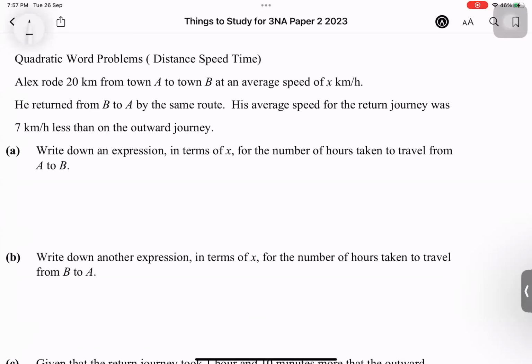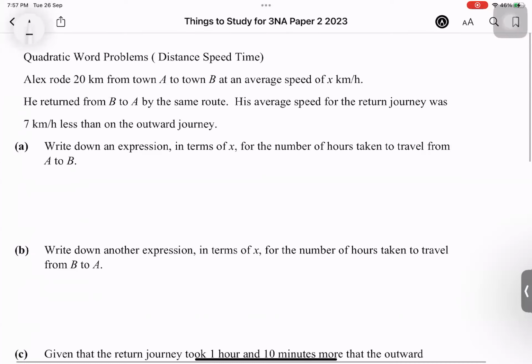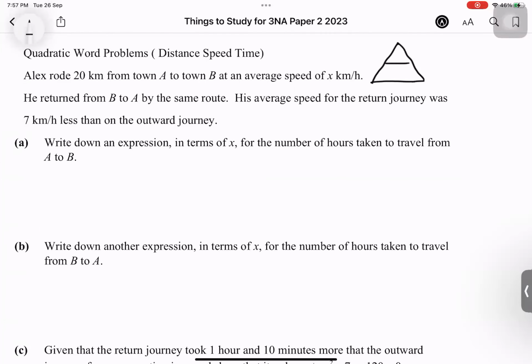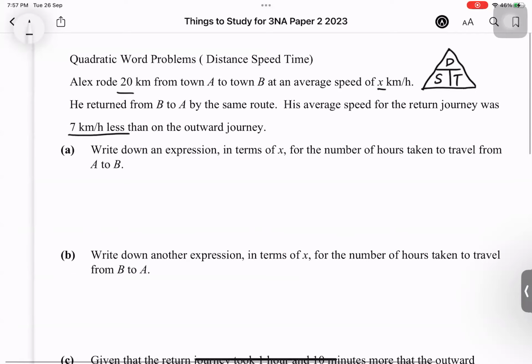First things first, our DST. Please make sure you know our DST: distance, speed, time. Alex rode 20 kilometers from town A to B. Average speed is x. He returned from B to A. His average speed for the return journey is 7 kilometers per hour less. What is the original speed?